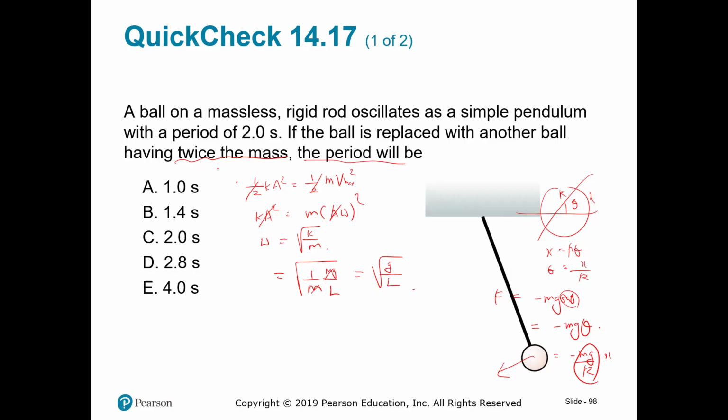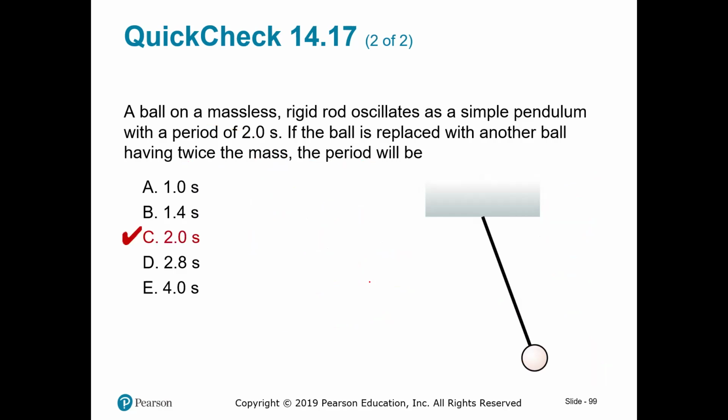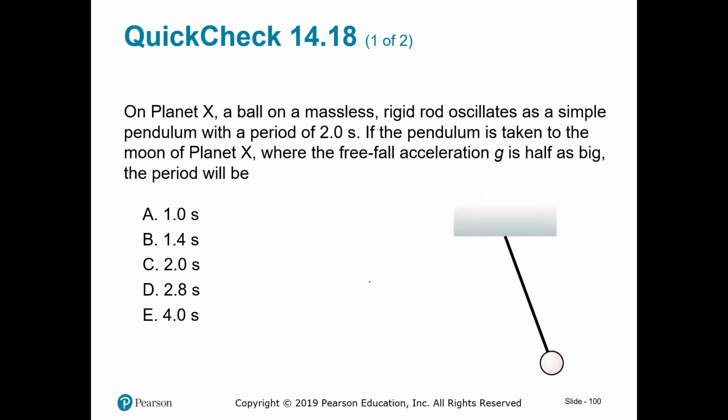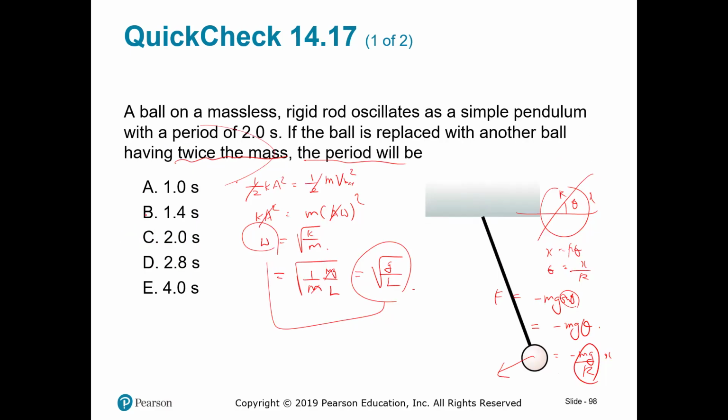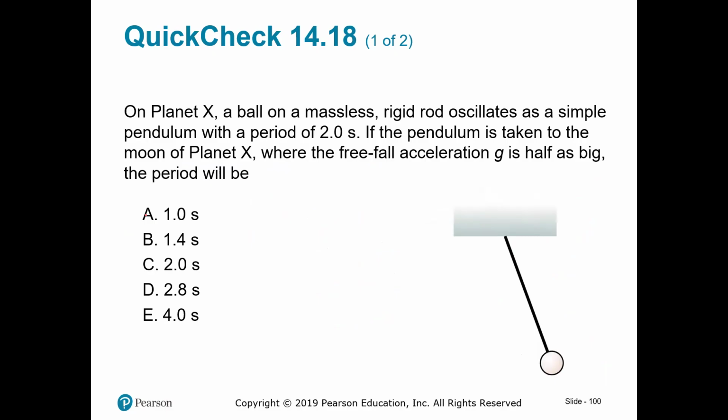But now we have 2 times the mass. You see omega is irrelevant to mass. So your period will be 2 seconds. Okay. And the same thing, very similar thing. Now we can use this formula again. Omega is root 2g over L.